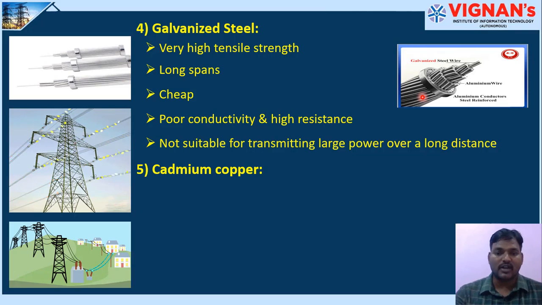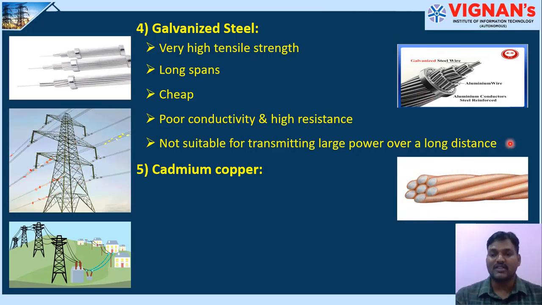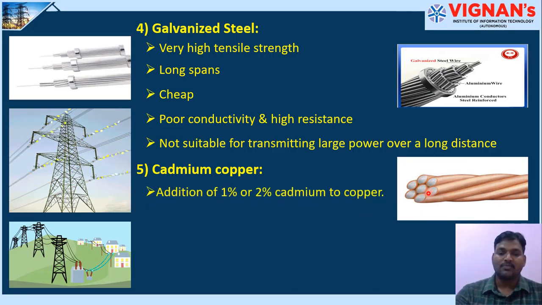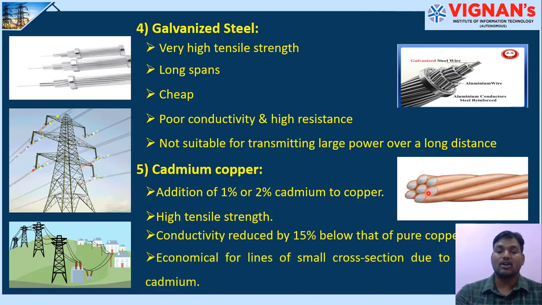Next is the new type of conductors that are emerging, which is called cadmium copper. So here you can see the figure of cadmium copper. How cadmium copper is made is you add 1% or 2% of cadmium to copper which provides high tensile strength. The conductivity is reduced by 15% below that of copper, but however it is economical for the lines of same cross section due to the high cost of the cadmium.